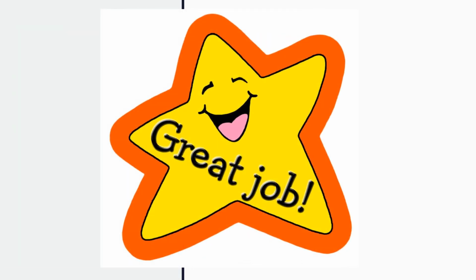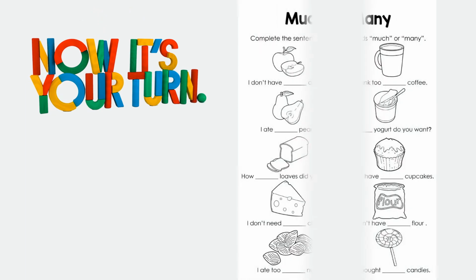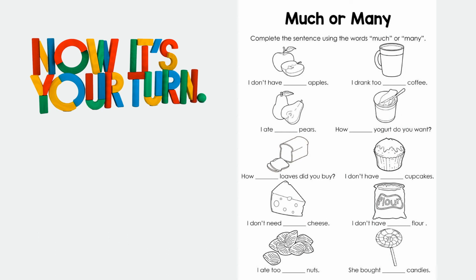Great job! Wow, you are doing great. Now, let's have our activity. Your turn. Now, please get your notebook or your paper and answer this. You have to complete the sentence using the words much or many. For example, I don't have blank apples. What is the answer? Can you count the apples? Yes, you can count the apple. So the answer is many.